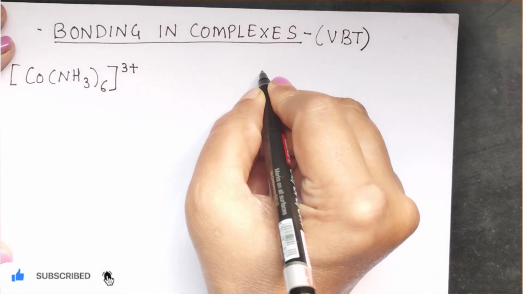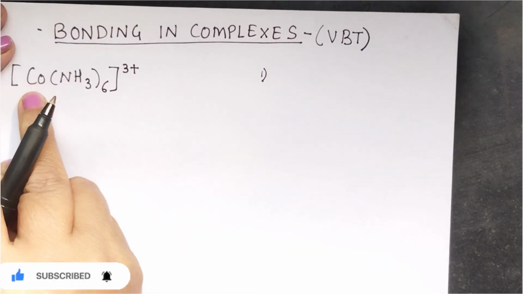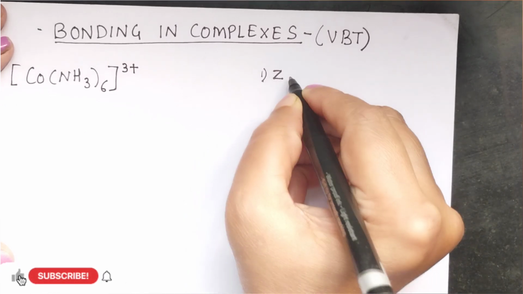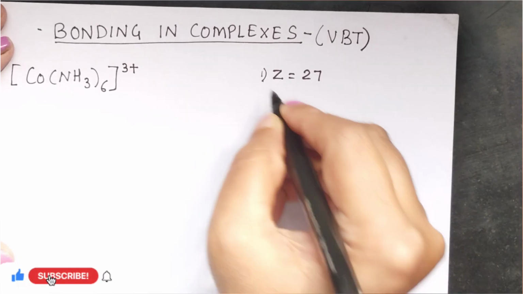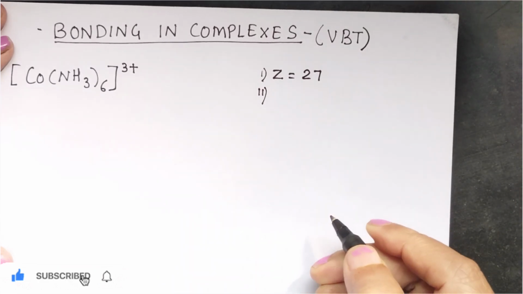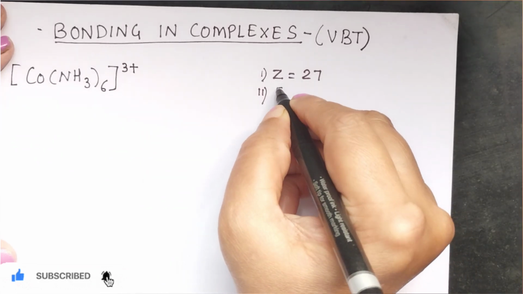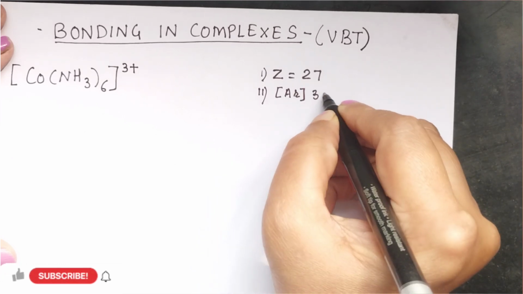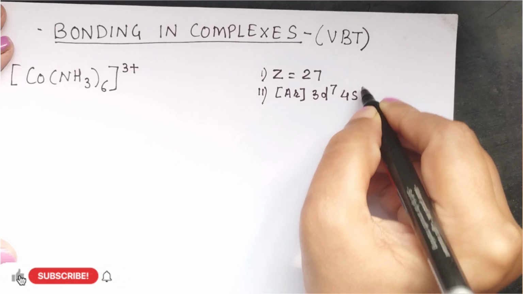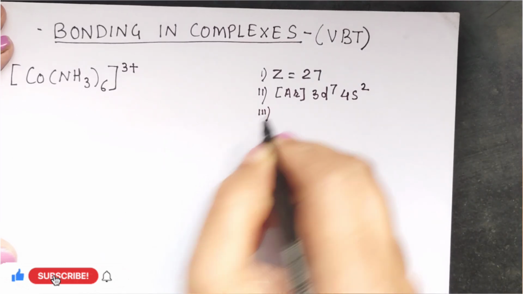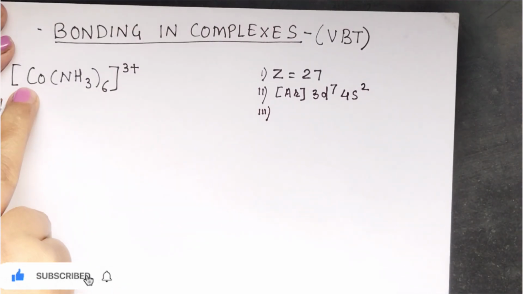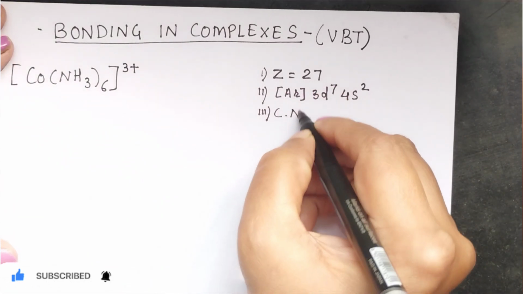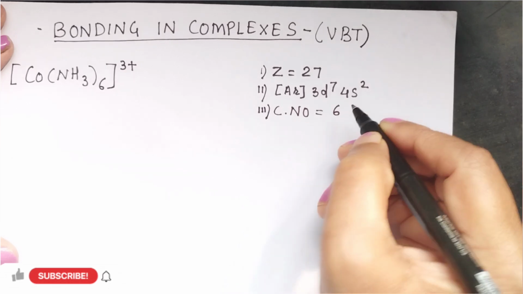So the first thing that is important is the atomic number of the metal. Here the metal is cobalt, so its atomic number is 27. Second thing we will write is its electronic configuration. So its electronic configuration will be argon 3d7 4s2. Third important thing, students, if you see the complex, the metal is attached to 6 ligands and therefore the coordination number here of the metal is 6.